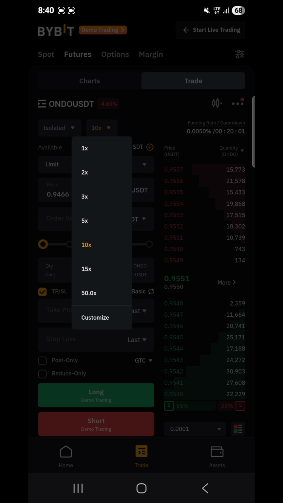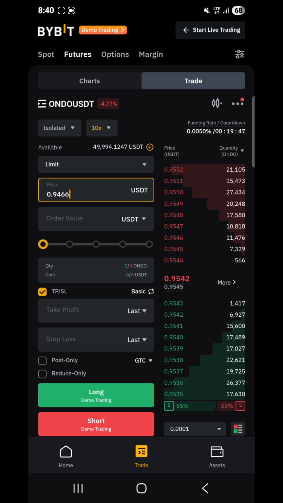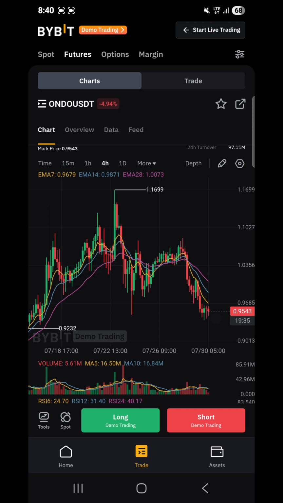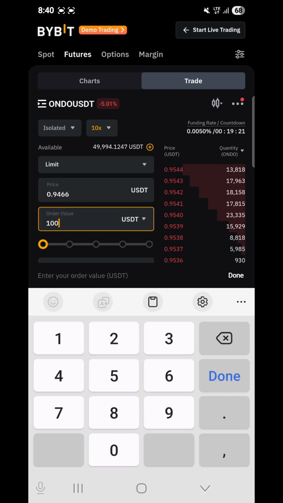It's simply saying $10 times any of these numbers you're seeing here. So $10 times 10x leverage is automatically giving me $100. That is, the market is giving me an extra $90 to trade. So what will I do now? Since my limit price is at 0.9466, that is beneath this current market price, which is 0.9544, I will just click on trade, and then I will do 10x leverage times my $10, which will give me $100. I'll just put 100 USDT here.